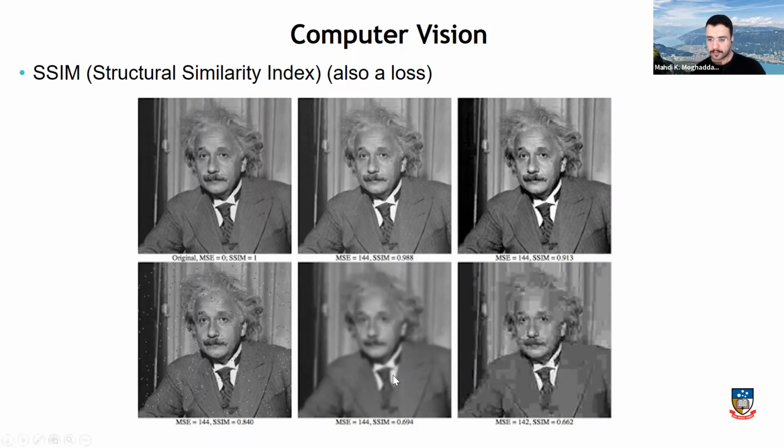And what you would see, if it is visible, hopefully, is that all these images are clearly different in quality, but they will have the same mean square error, or very close to each other. 142 here, 144 in any of them. What that says is that comparing the pixel values is not really a good metric to see how your model is performing. And SSIM is introduced with that motivation.